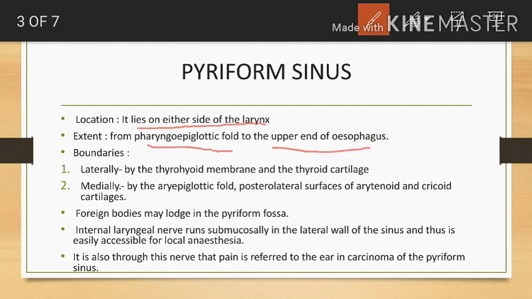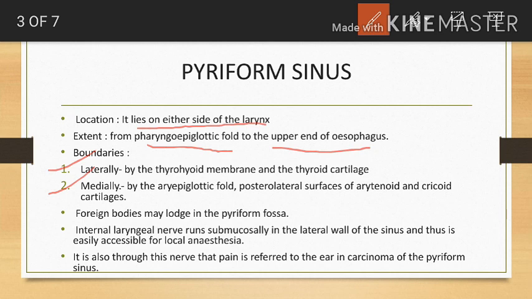Now the most important thing is the boundaries. Laterally and medially, how is it bounded? Laterally, it is by the thyroid cartilage and the thyrohyoid membrane. Medially, it is by the aryepiglottic fold, the posterior lateral surface of the arytenoid, and the cricoid cartilages. So three things medially. Number one, aryepiglottic fold. Number two, the posterior lateral surfaces of the arytenoid. And thirdly, the cricoid cartilages.